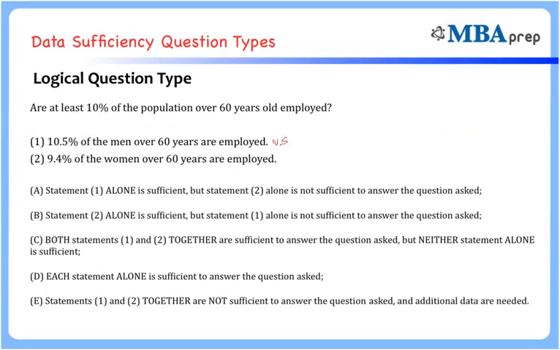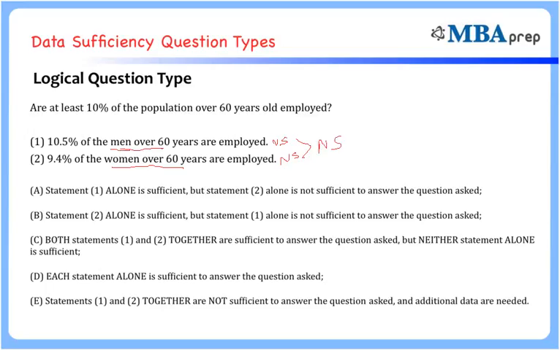Next, forget the first statement. 9.4% of the women over 60 years old are employed. This one is not sufficient as well, because it does not give me information about the men. So we should consider it together. When I do it, well, 10.5, 9.4, if you're not paying attention, you might try to find the average, but it's not right, because I don't know the proportion of men over 60 to women over 60. So, well, I cannot find. So, not sufficient.